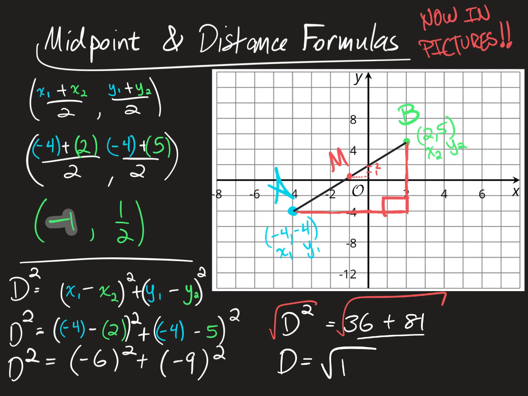That is 117. And then, of course, you want to check to see if 117 can be broken down or simplified, and in this case, it can. Once you simplify it, you'll end up with 3 square root of 13, because you can break this down to be 9 times 13 and then take the square root of 9 to get the 3. So there's the distance between A and B.